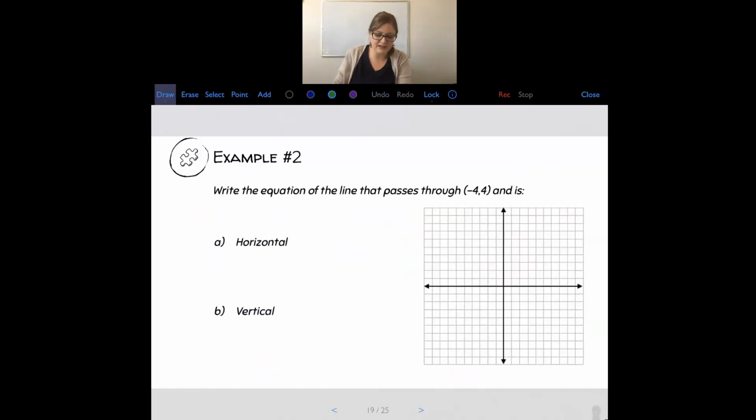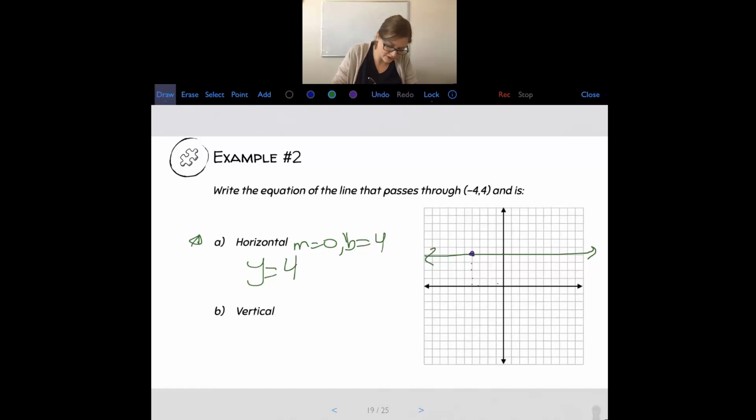Write the equation of a line that passes through (-4, 4) and is horizontal and vertical. Okay, so I'm going to plot the point (-4, 4). And I'm going to do horizontal in green. Okay, so if I draw a horizontal line, this horizontal line has a slope of 0, and it crosses the y-axis at 4. Okay, so my equation here would be y equals 4.